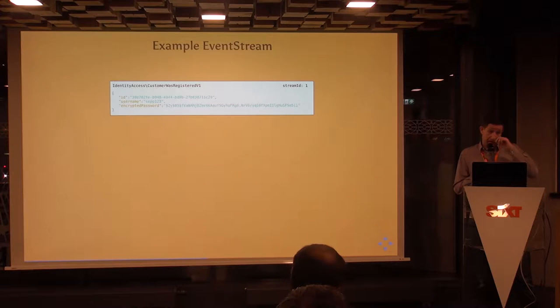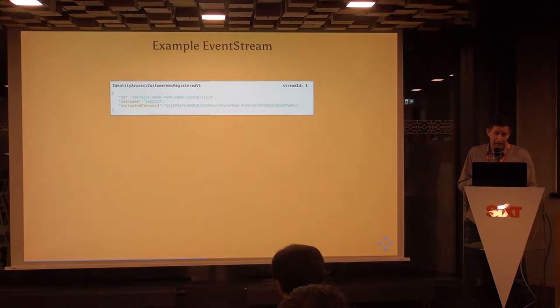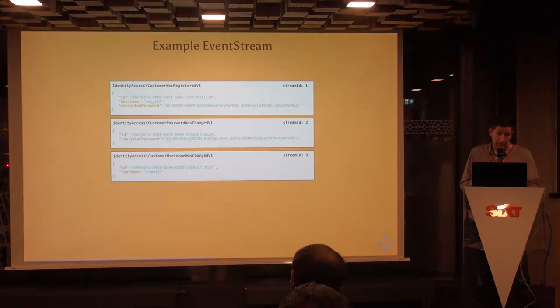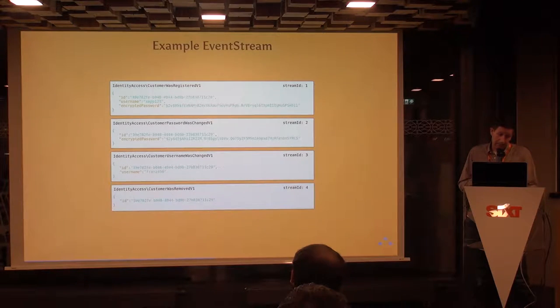And here we can have a look at the assembled event stream. We would have a customer was registered. I still have stream ID here again, sorry, it should be stream version. The next stream version would be a password was changed event. And then we would have a customer username was changed. And then this poor guy is eventually removed, and his history.